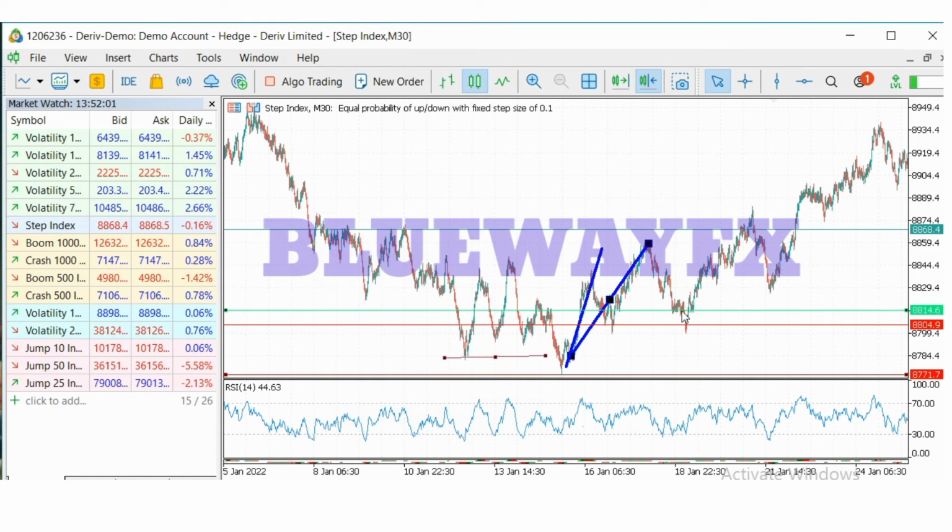So we'll buy at this point. We have a little drawdown, but our stop loss is protected. Stop loss remains here, and there was a breaking structure here. There was a breaking structure here. There was a breaking structure here. So we buy at this point, stop loss remains here, and price keeps on going higher.